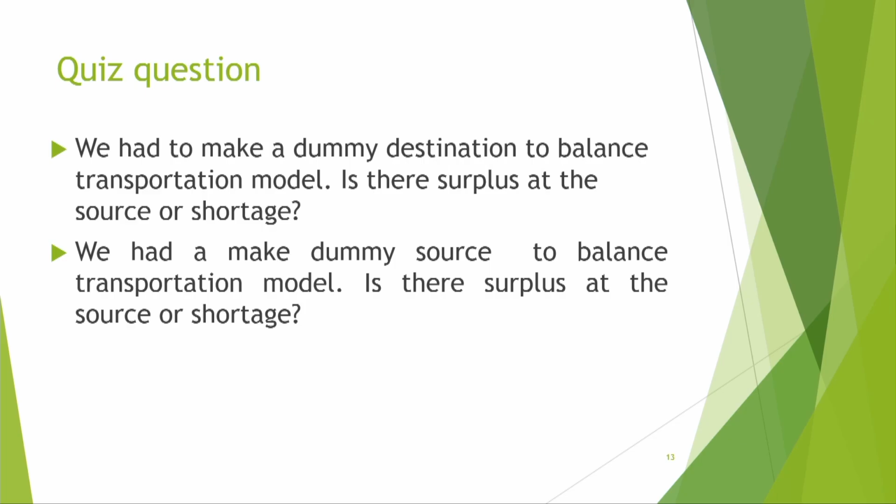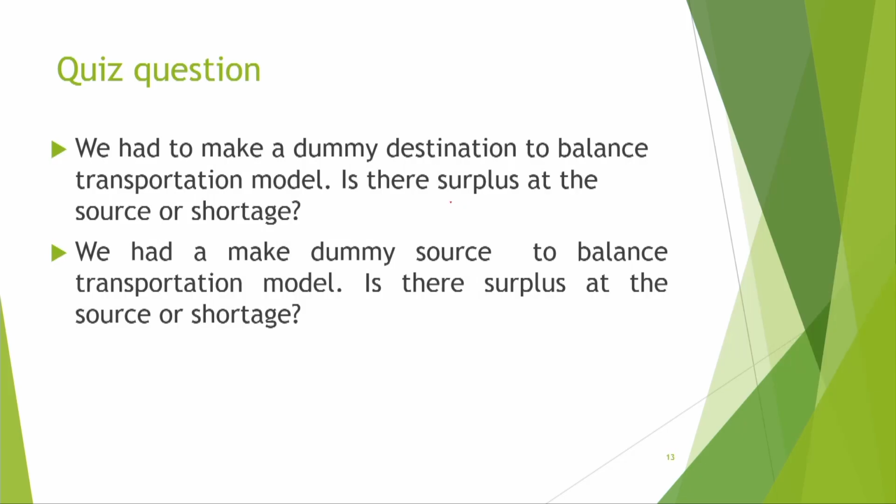But just for a change, I am now giving you a quiz question. Suppose we had to make a dummy destination to balance the transportation model. Is there surplus at the source or shortage? We had to make a dummy destination, that means destinations are fewer, so there must be surplus at the source. That is why we have to make a dummy. Of course, it is not that the amount will actually be shipped to the dummy.